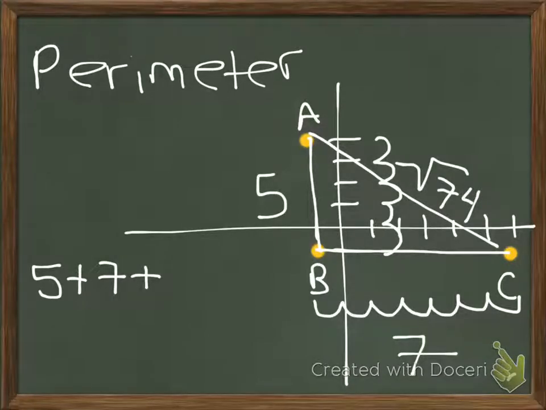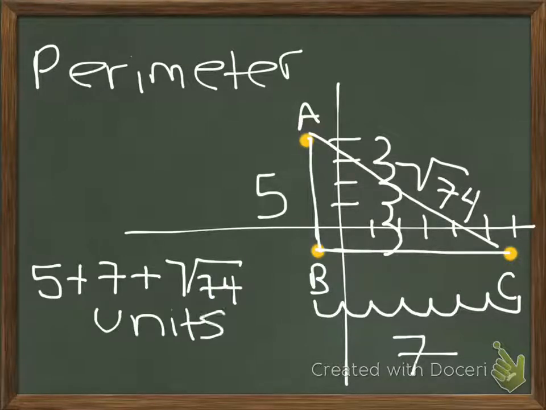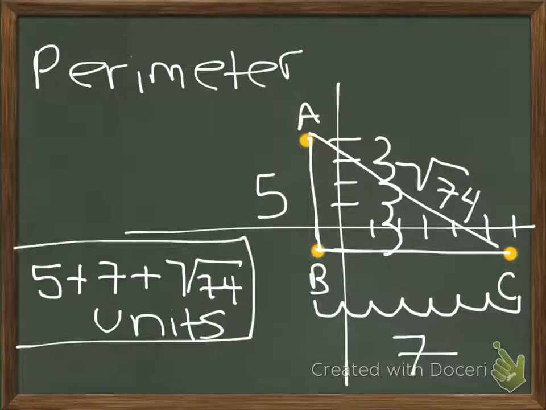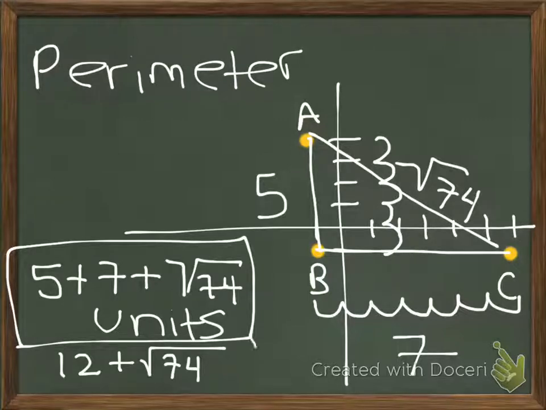So this is going to be 5 plus 7 plus the square root of 74. And that's units, since we don't know the units. So that would be our perimeter, or you could simplify it a little bit more, 12 plus the square root of 74, like that.